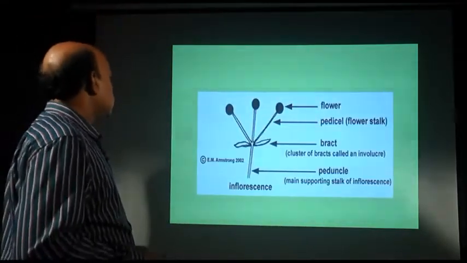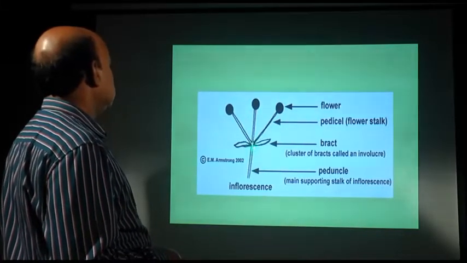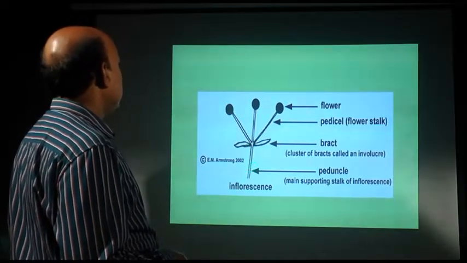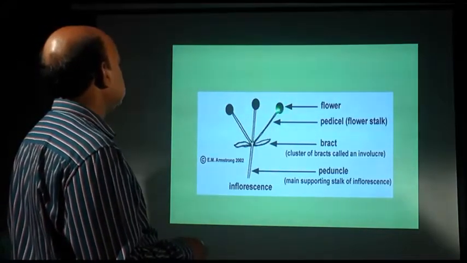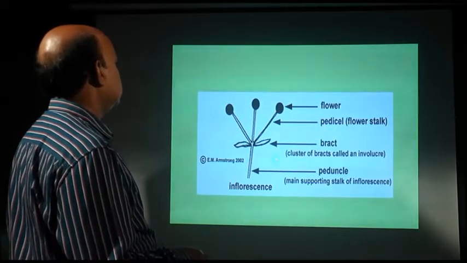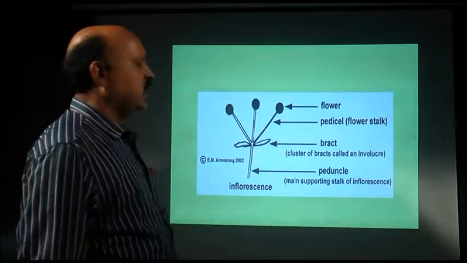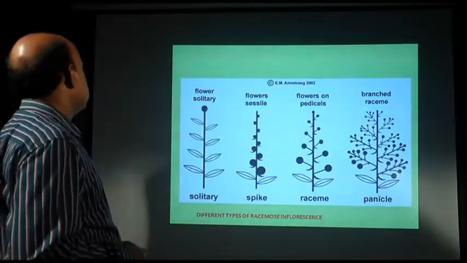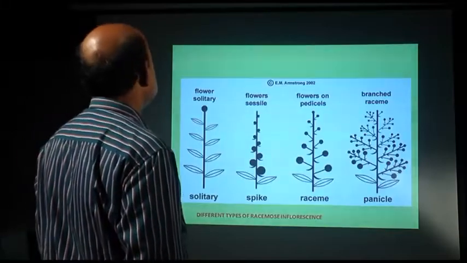Now let us see an inflorescence diagram. The stalk of the flower is the pedicel, and the stalk of the inflorescence is called the peduncle. Here the bract is developed and three florets are developed. This is the pedicel of the flower, this is the floret, and this is the bract. Remember, the stalk of the inflorescence is called the peduncle.